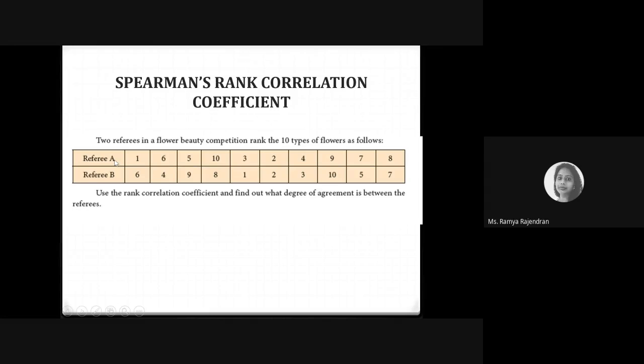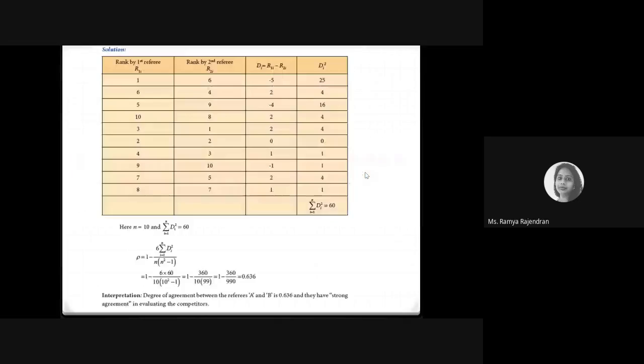For the first contestant, referee A gave the first rank, whereas referee B gave the sixth rank. We have ranks for 10 observations. Now we'll use Spearman's rank correlation coefficient method. Here we have rank 1, rank 2, and then we find D, which is the difference between the two ranks, and then D squared. The summation of D squared is 60.